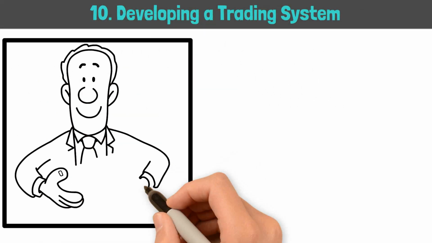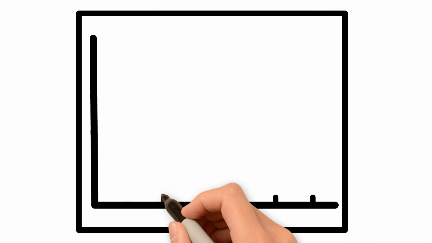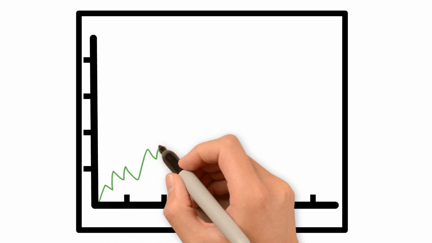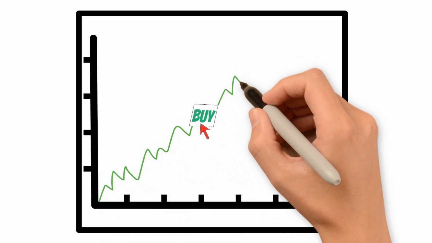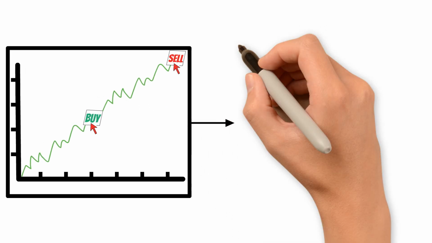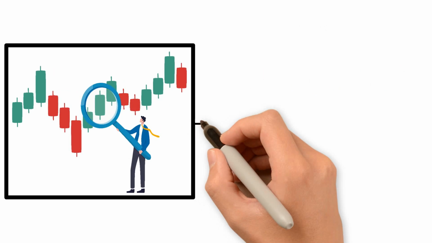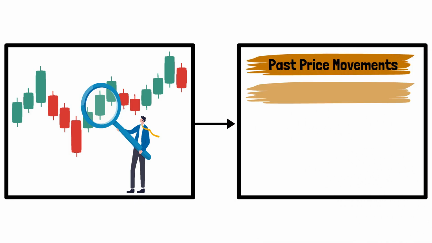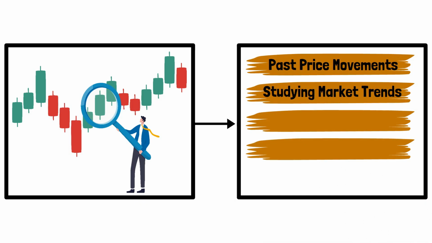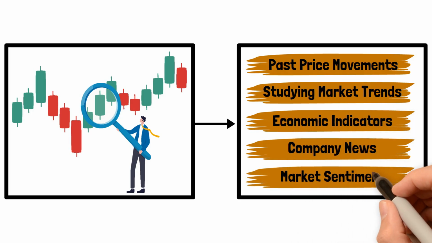10. Developing a trading system. To make consistent profits in options trading, it's essential to have a trading system. This system isn't just a set of random decisions. It's a well-thought-out plan that helps you decide when to buy and when to sell based on clear rules. Developing such a system requires a deep understanding of the market and its patterns. It involves analyzing past price movements, studying market trends, and understanding the factors that influence stock prices, such as economic indicators, company news, and market sentiment.